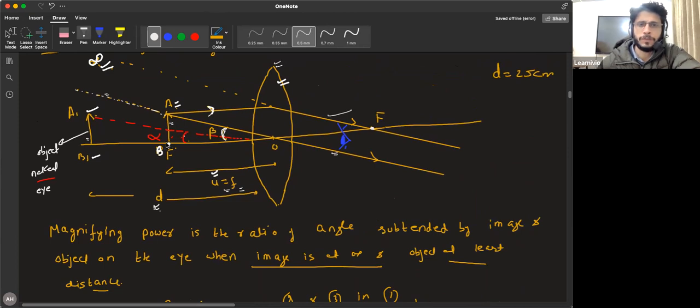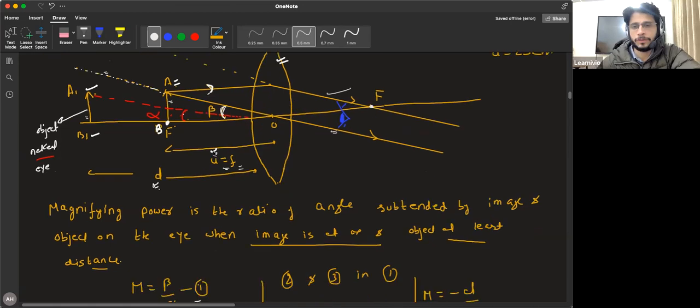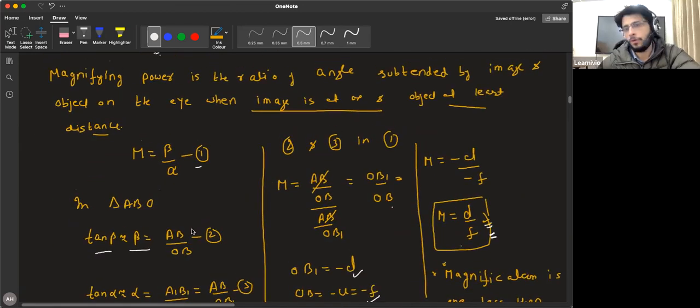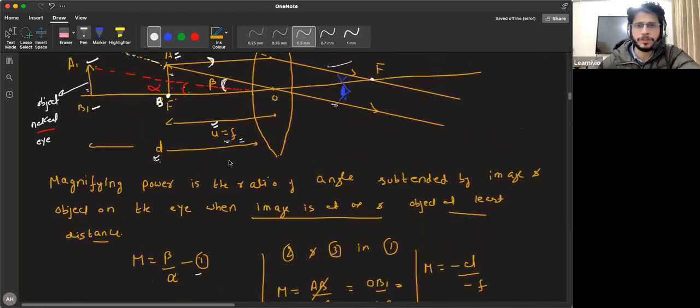No. F and B are AO, the same. ABO, no? No, ABO, sir. BO or AFO, right? So what is tan beta here? Tan beta is AB by OB, or small angle approximation. So tan beta is equal to beta.